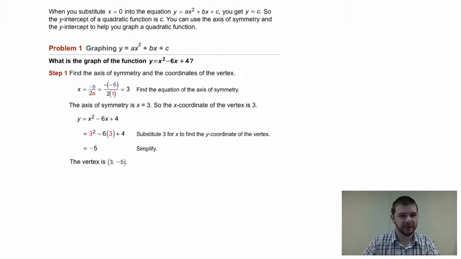When you substitute x equals 0 into the equation y equals ax squared plus bx plus c, you get y equals c. So the y-intercept of a quadratic function is c. You can use the axis of symmetry and the y-intercept to help you graph a quadratic function.